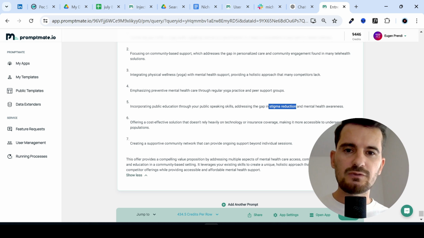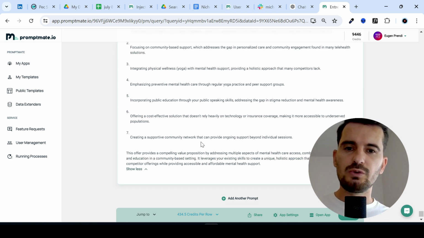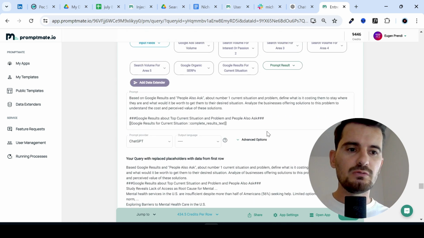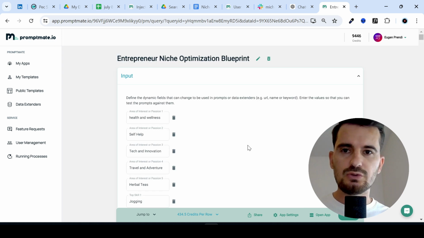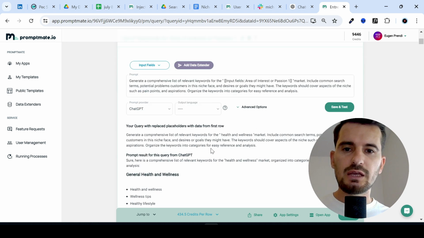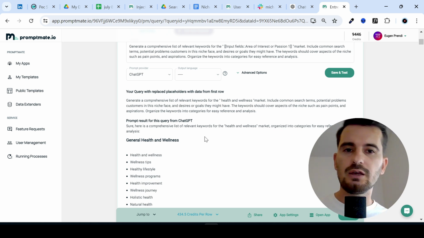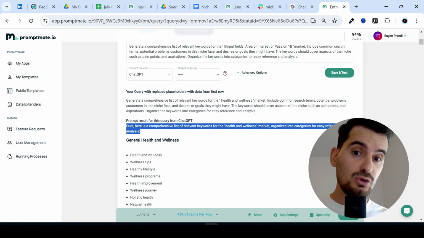Offering a cost-effective solution that doesn't rely heavily on technology or insurance coverage, making it more accessible to underserved populations. Creating a supportive community network that can provide ongoing support beyond individual sessions. So yeah, this is amazing because now, first of all, right away, I also think of another solution to make the same template, but instead of just using Google SERPs, we can even get some more data by using our Google Maps or Google Business Reviews data extender. So we can look at reviews and see, for example, what local competitors are lacking and get even more precious data that you can use to craft your offer.